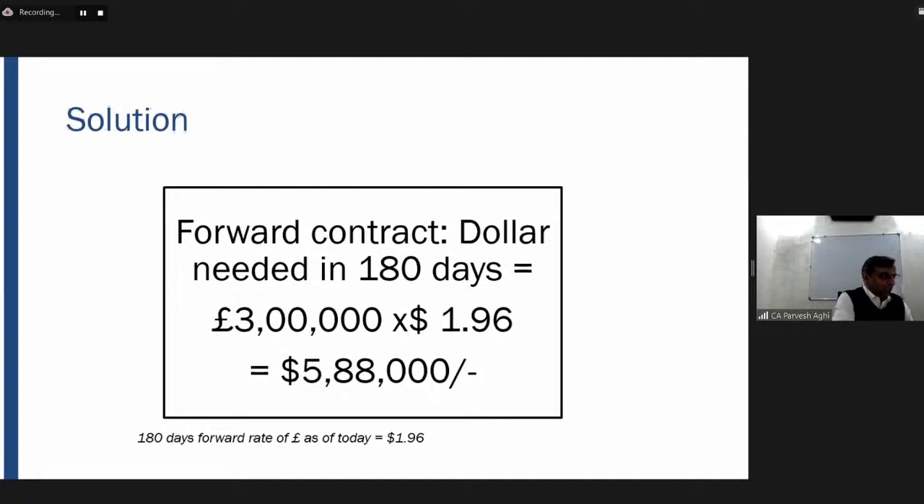So the first one is a very simple one. This is the first part. There are 4 things: forward, money market hedge, option, and no hedge. So the first part is done in a jiffy.